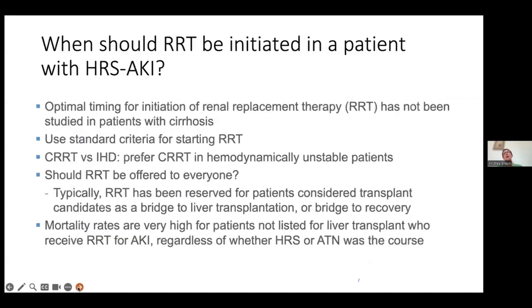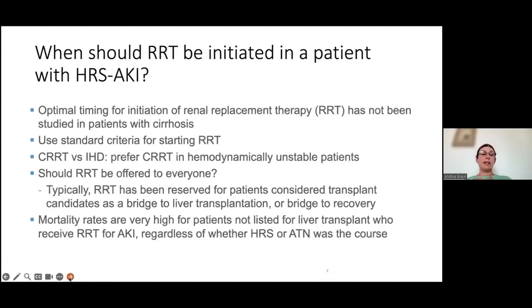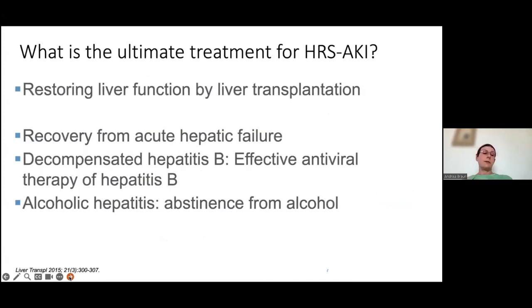And the initiation of dialysis is the same in a patient with HRS-AKI as with any other patient. We usually start them on CRT because their blood pressure is low and they don't tolerate the rapid fluid shifts with intermittent hemodialysis. The ultimate treatment is liver transplant.